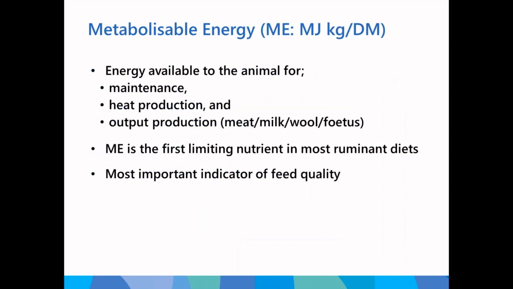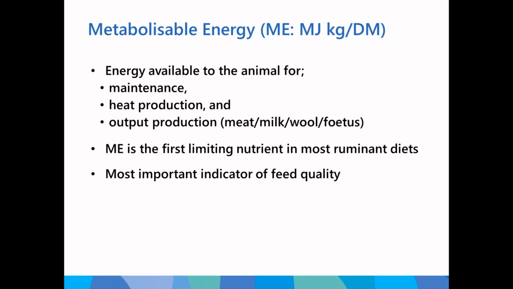Metabolizable energy is the energy that an animal consumes that it is able to use for maintenance, heat production, and for growing meat, milk, wool, or looking after a fetus. Every kilo of feed an animal consumes contains energy. Metabolizable energy is that component that they can use, and the component they can use is determined by how digestible that feed is. We'll talk about digestibility a bit more. Now, in most cases, ME is the first limiting nutrient for ruminants. It limits what animals can achieve in terms of production, but it's also what is required for maintenance.